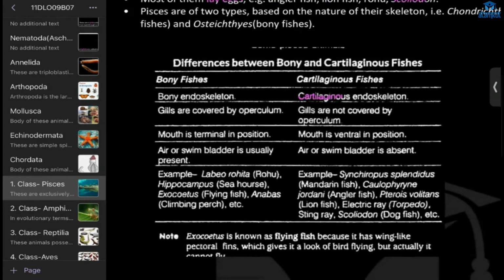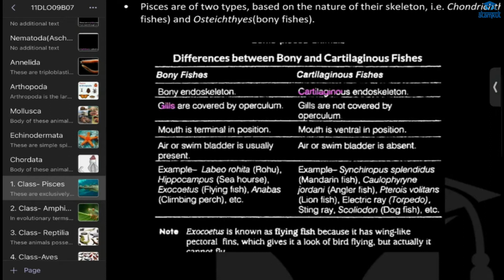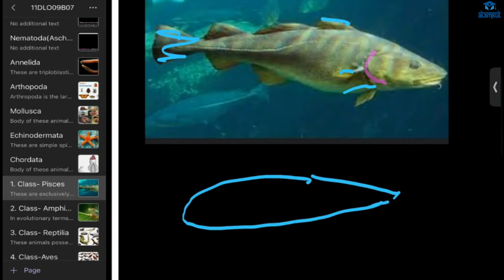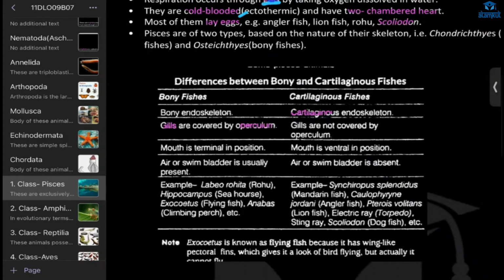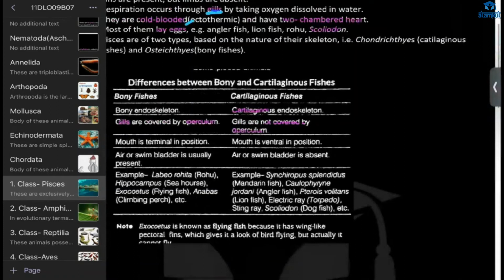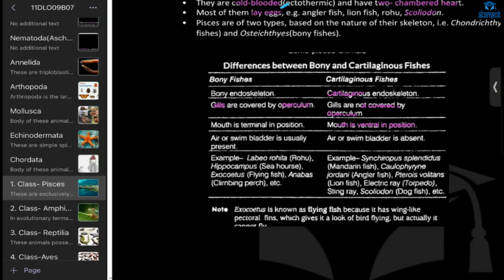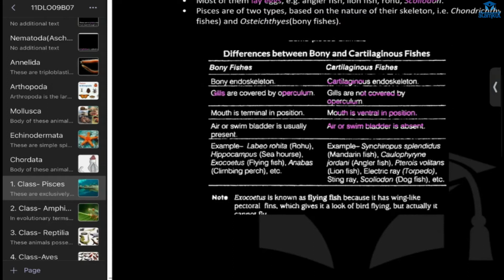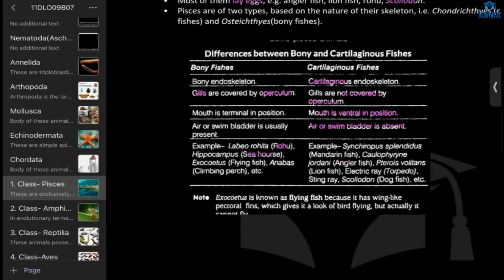Now here the gills, right, are covered by operculum. That means they have this cover. Okay. And their mouth is what? Terminal in position. And for cartilaginous fishes, gills are not covered by operculum, okay? That means they don't have this cover. And the mouth is in ventral position, okay? Next, the air or swim bladder, is it present? Usually present in bony fishes, okay? Here it is absent. Examples: Rohu, seahorse, all these come under the bony fishes category. And here we have angler fish, lion fish, rays, dogfish, all these come under the cartilaginous fishes category.